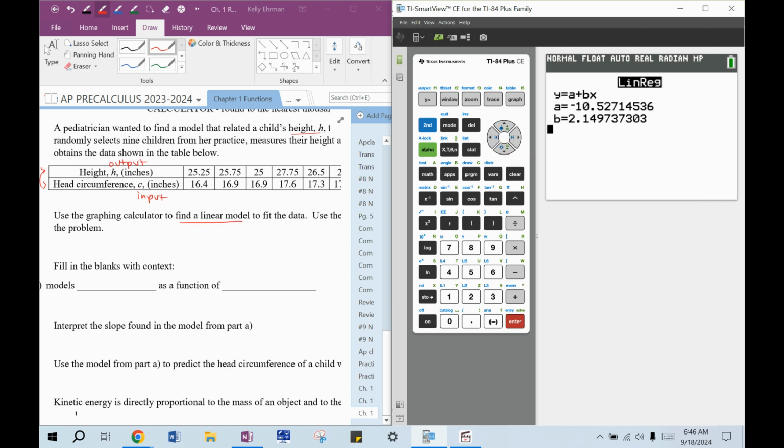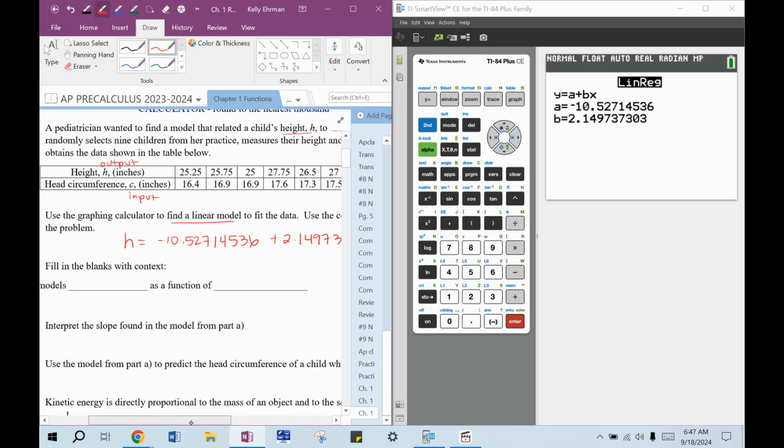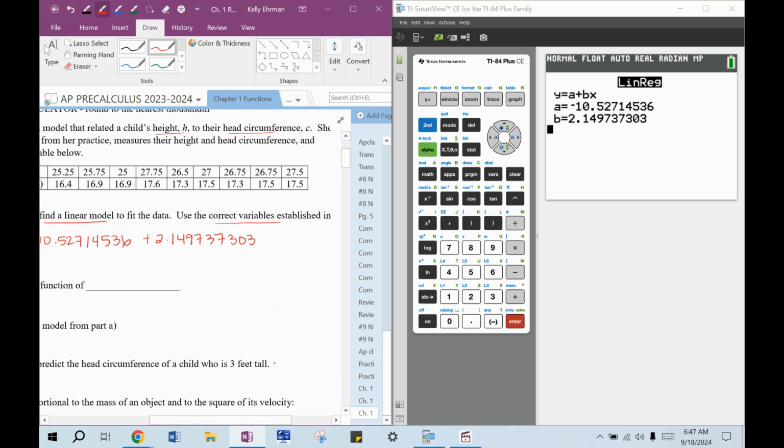All right, so for this, again, instead of Y equals, I'm going to say H equals, the height equals. So it's negative 10.527145536. Do not round these numbers. Plus 2.149737303. And instead of X, I'm going to write what the input is, which was C.